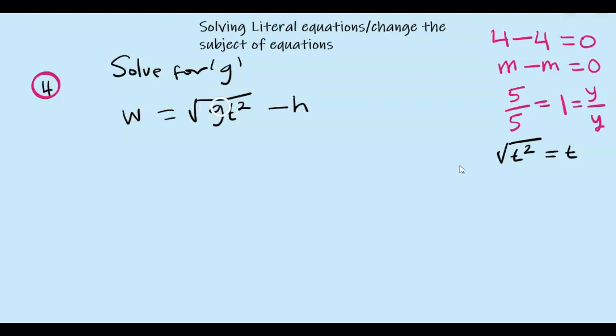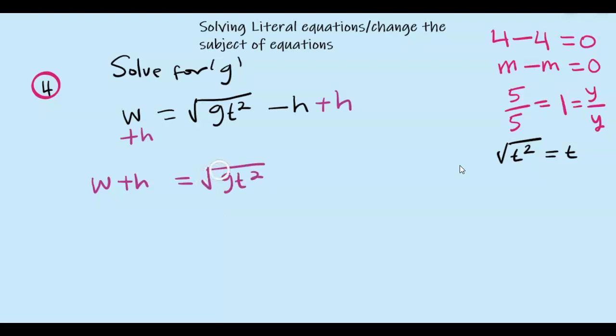We need to get to g, and it's under the square root, so we will need to get rid of it. But before then, we need to get rid of this minus h here. So to do that, we have to add h here, and then we will add plus h here. So here we got w plus h equals the square root of g t squared.